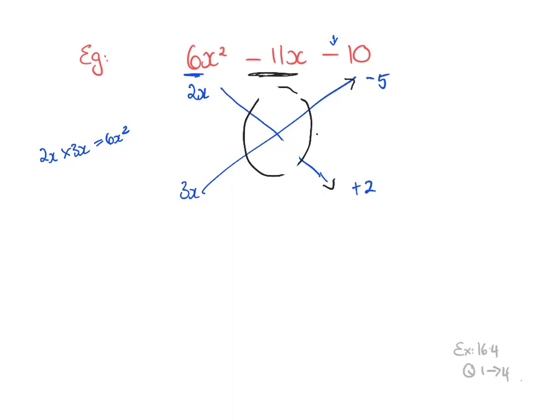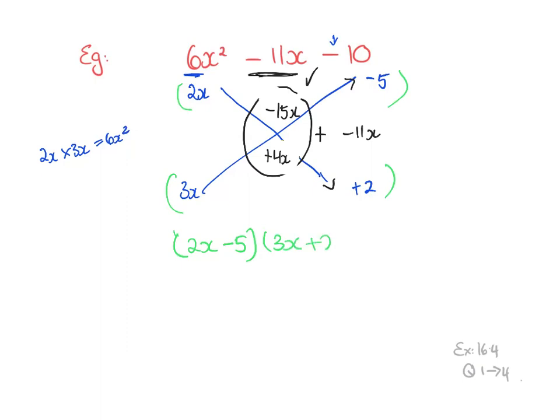Yes? And then 3x times negative 5 is? Yep, negative 15x. And then 2x times 2, positive 4x. Add them together, what do we get? Negative 11x. So now you have what you need. Your brackets are going to be across here. So your brackets are 2x minus 5 and 3x plus 2.